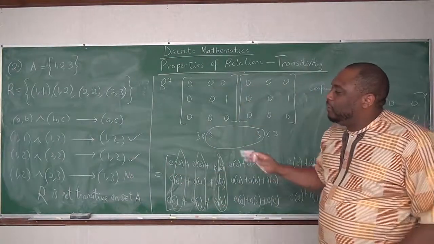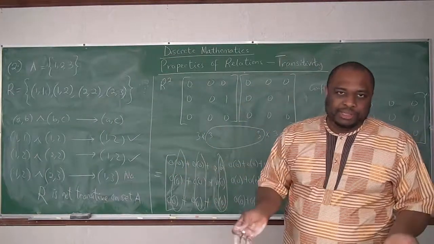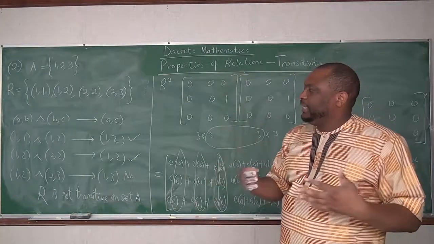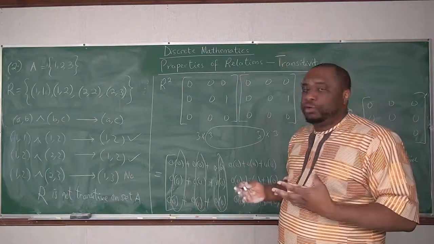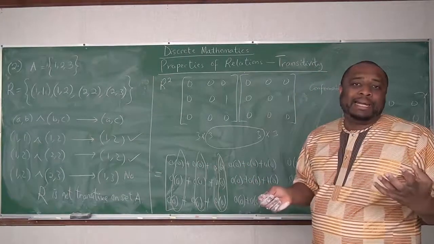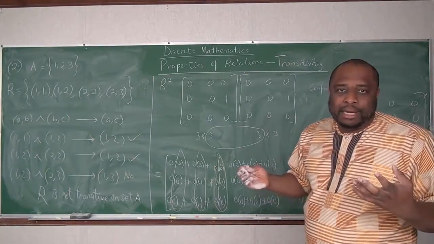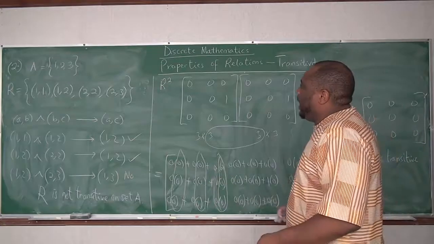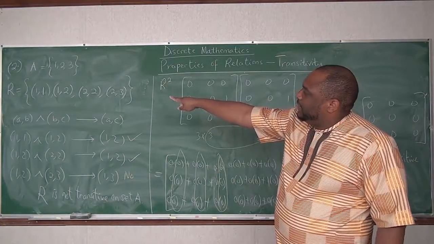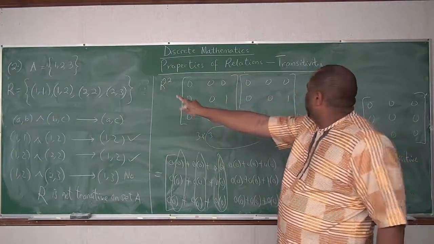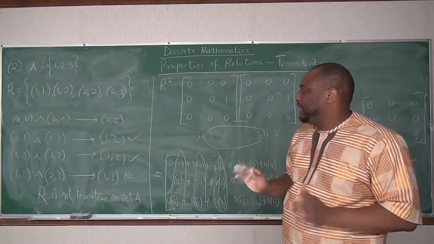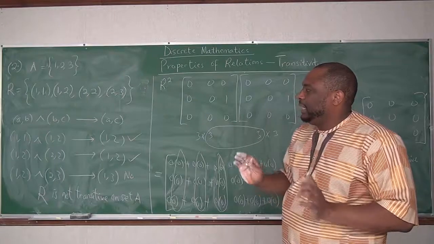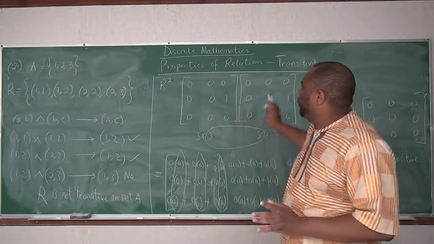So let us now do this as a matrix. Assuming they give you this in matrix form, how would you know that it is not transitive? Let us represent this arrow. Let's represent arrow in a matrix form first. Then we now do inspection.